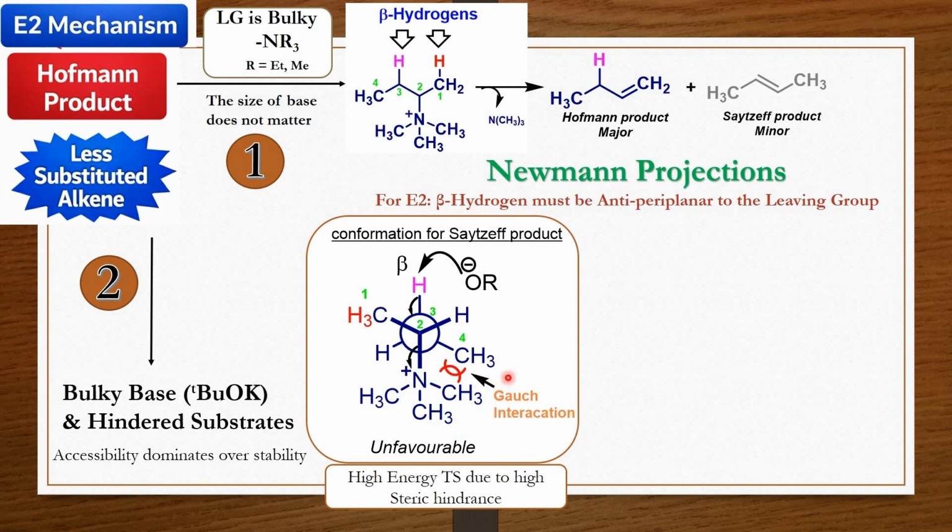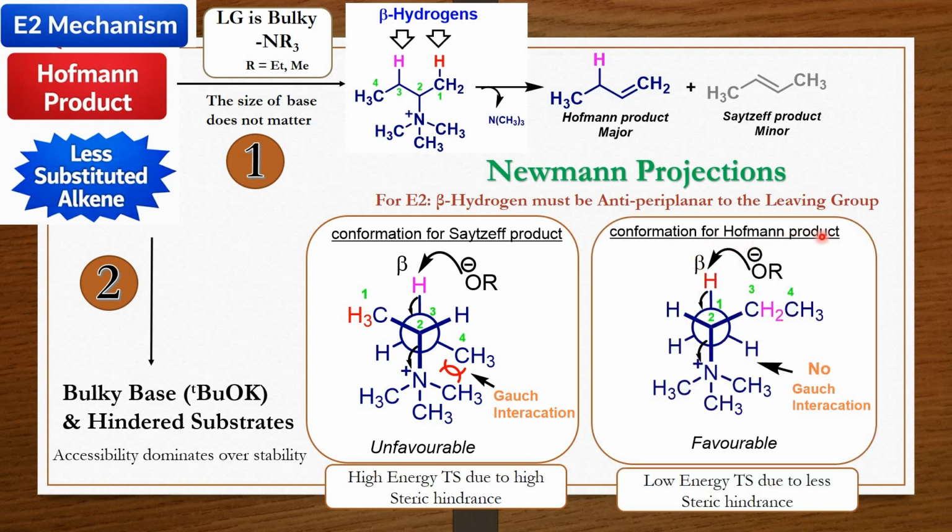Now look at the conformation for the Hofmann product. In this case, this big circle is carbon number 1, which has 3 hydrogens. So this is 1, 2, 3, and we have to arrange this hydrogen in such a way that it is anti-periplanar to the leaving group. So this is the anti-periplanar. Now carbon number 2 is here in front of you in the form of a dot, which has the leaving group, 1 hydrogen and an ethyl group. So this is carbon number 3 and 4. This is the ethyl group.